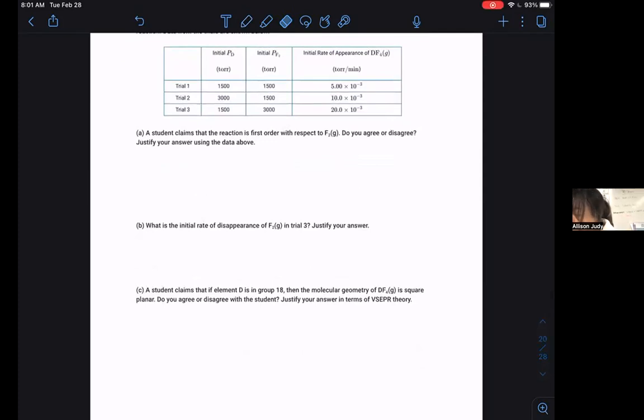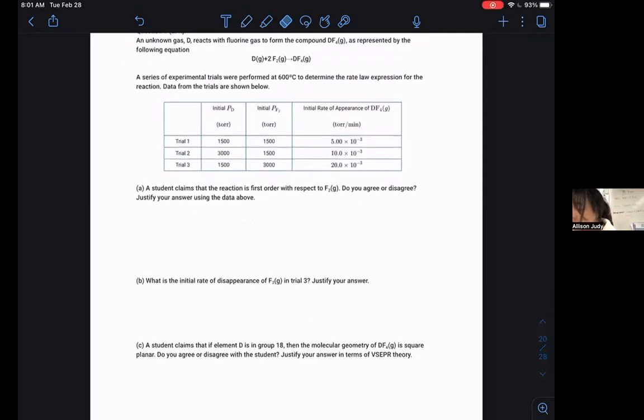Data is given below. And again, it's all initial. Notice actually we're in pressure here because we're working with gases. And don't forget that pressure is often an equivalent way for determining concentration of gases. So just notice that slight change, but the way that we do our problem is exactly the same. All right.